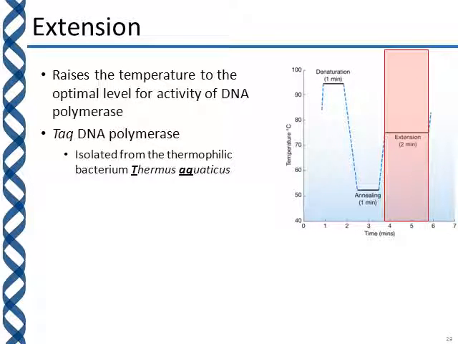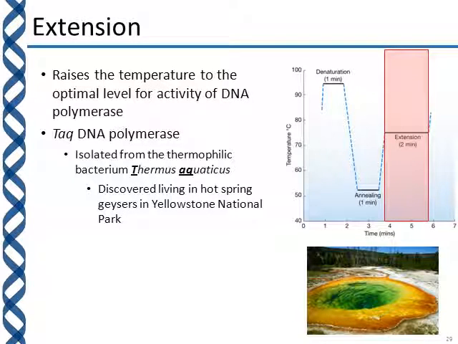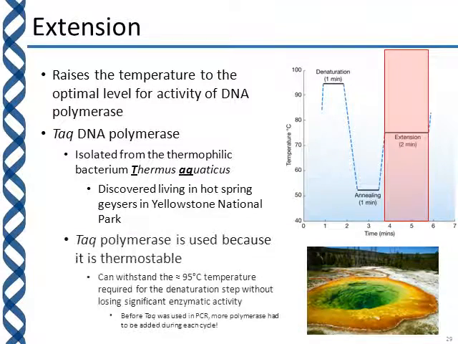It was isolated from the thermophilic bacterium Thermus aquaticus, and that's where the T and the AQ come from, so we call that DNA polymerase Taq. It was discovered in Yellowstone National Park in some of the hot spring geysers, and because of the high temperatures of those geysers, this particular bacterium has evolved to be able to survive within that environment, and part of that survival evolution is obviously it needs to replicate its DNA, and so it needed to evolve a DNA polymerase capable of activity at such high temperatures.